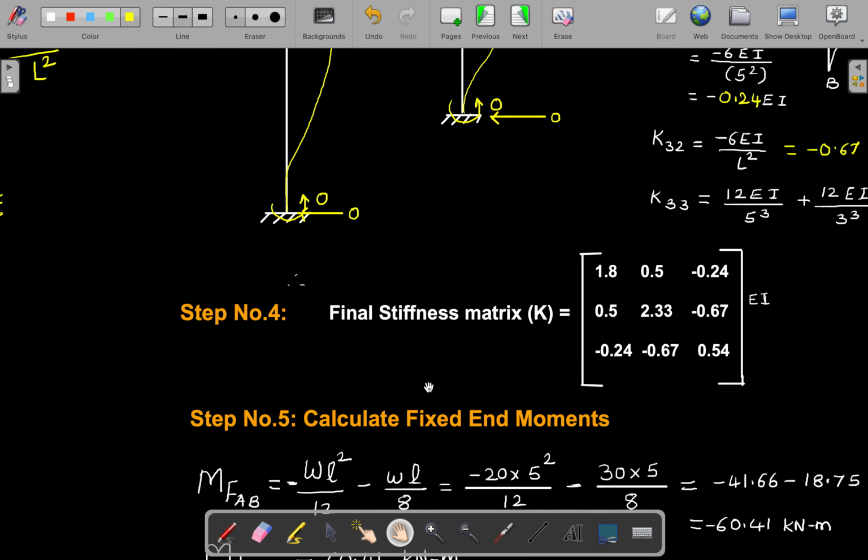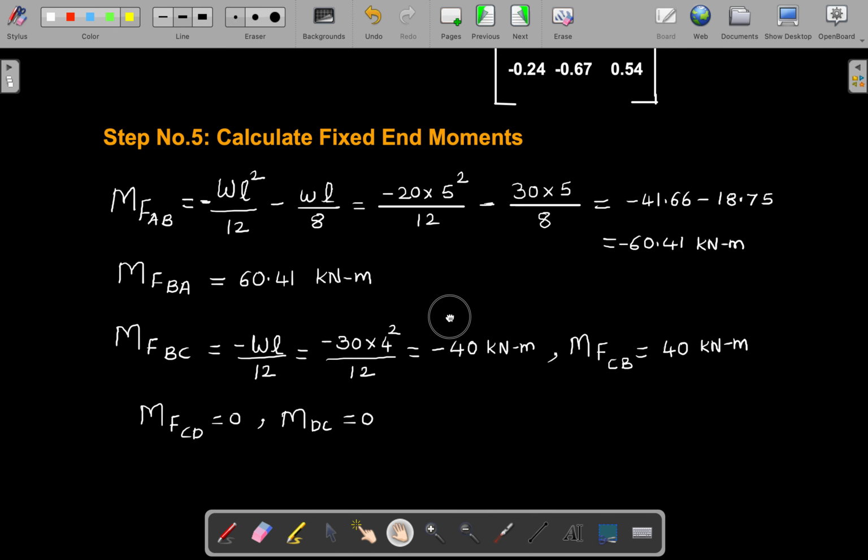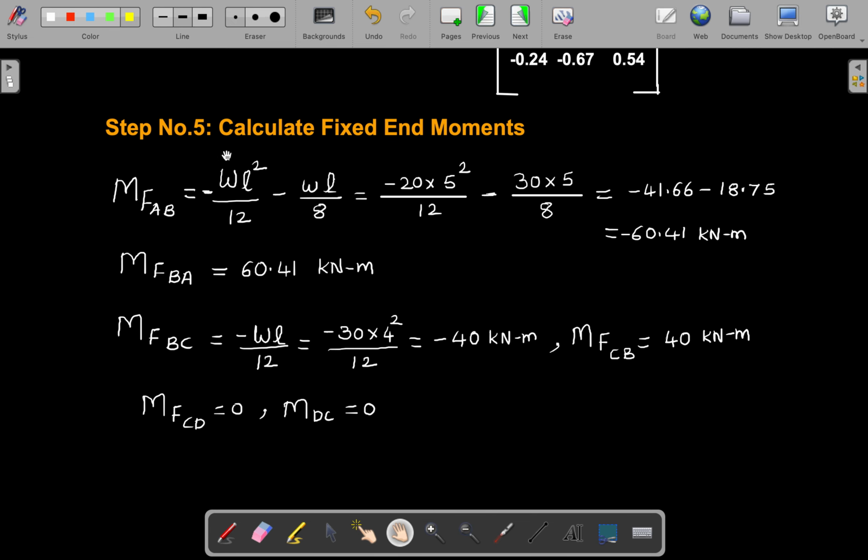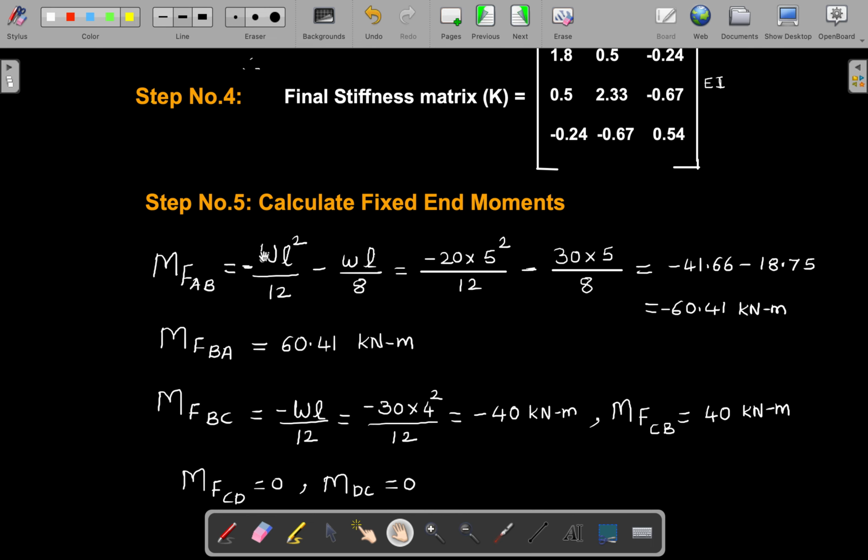This is our step number 4. Now calculate fixed end moments. You know the fixed end moments. How do we calculate? For MF of AB, there is a UDL acting and there is a point load. For that you use the standard formula. You must have our standard table for how to calculate fixed end moments, and get the value. So AB and BA, I will not spend much time here.